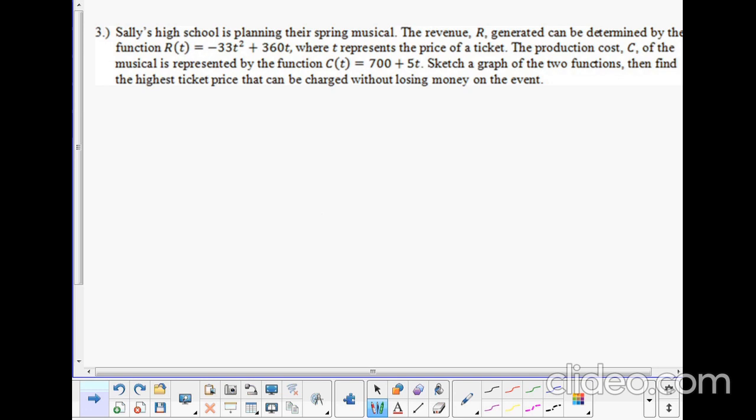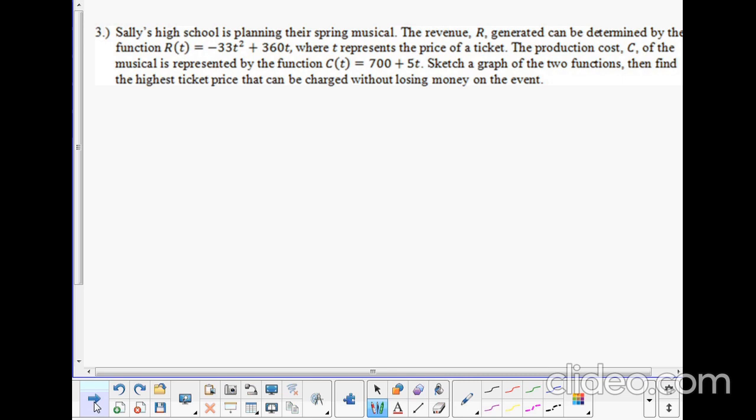Now let's take a look at applications. The real goal for any system of equations is to be able to apply it in a scenario that would be useful outside of the classroom. So we have some examples. They may or may not be exactly real-life examples, but it gets you thinking about how we could apply nonlinear systems of equations. So problem number 3 says Sally's high school is planning their spring musical.